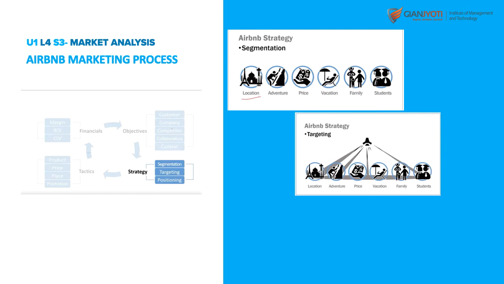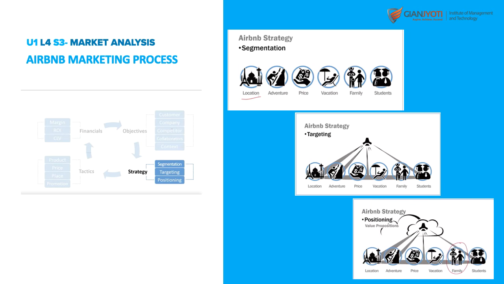If we talk about targeting, targeting is about the focus. So what sort of focus you will put on each segment and at what point of time. Again, as I discussed earlier, for location, the focus is different. So what are the most visited tourist places where people go, and at what point of time in the year. Based on that, they put their focus. Adventure, price, vacation, family, which we just discussed, and students. So what is the focus?